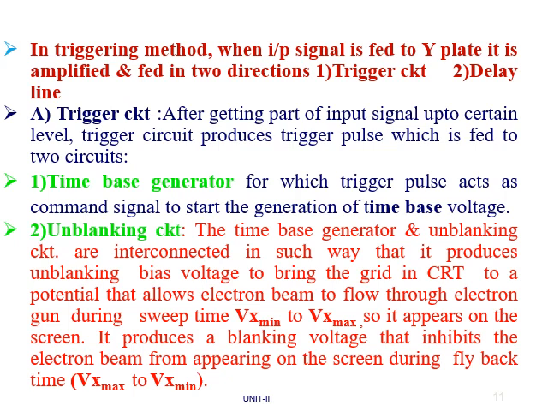The time-base generator and unblanking circuit are interconnected in such a way that they produce unblanking voltage to bring the grid in the CRT to a potential which allows the electron beam to flow through the electron gun during sweeping time, that is Vx from minimum negative voltage to maximum positive voltage. So it appears on the screen. It produces blanking voltage, which makes the electron beam invisible on the screen during flyback time, that is from maximum positive voltage to minimum negative voltage.